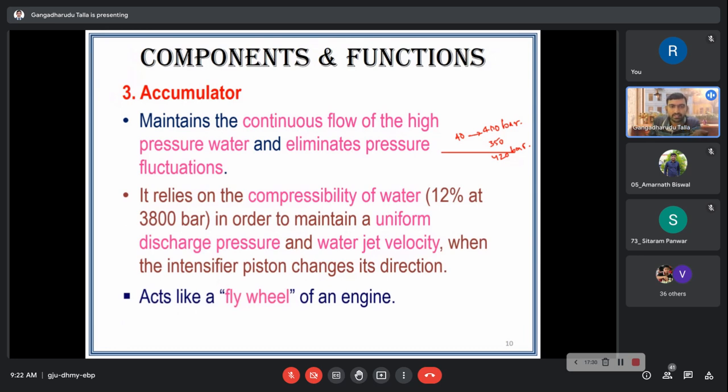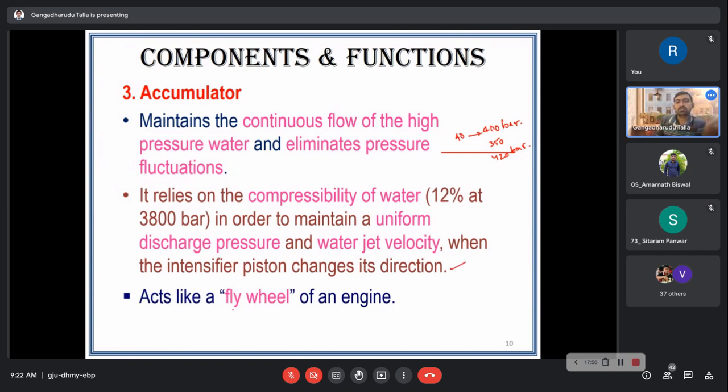And you can see the second point, it relies on the compressibility of the water. You know what is compressibility? You might have studied it in fluid mechanics. So water should be reduced in volume. If something can be reduced in its volume, then we can say it has some compressibility, in order to maintain uniform discharge pressure in the water jet.